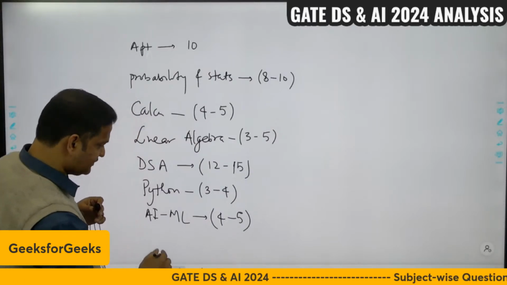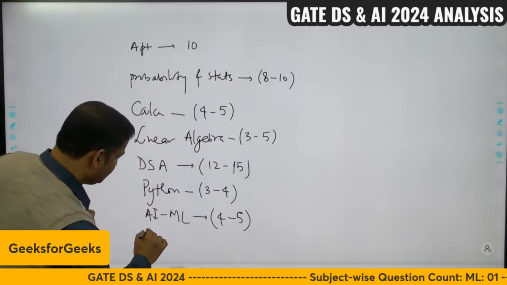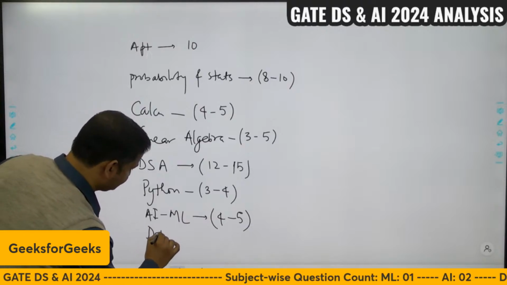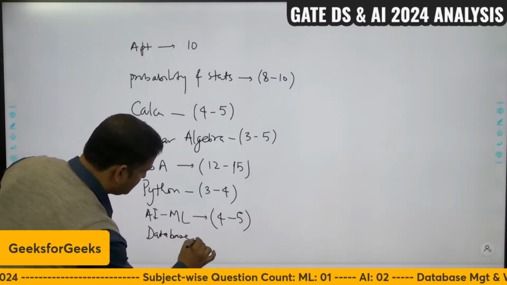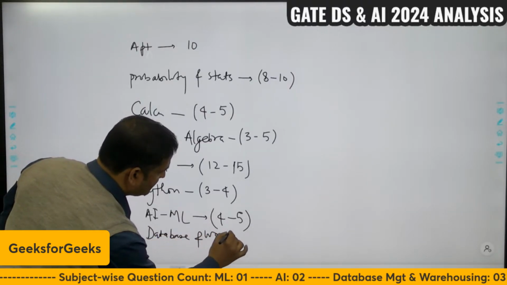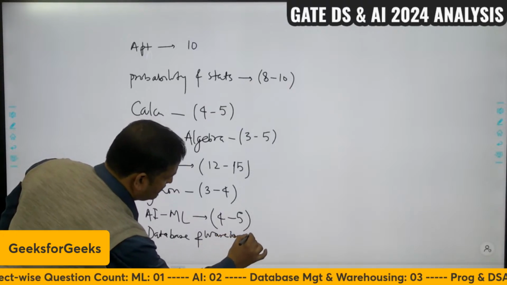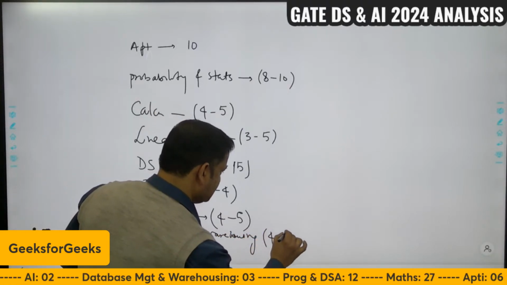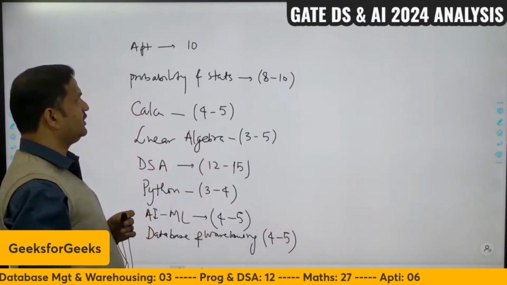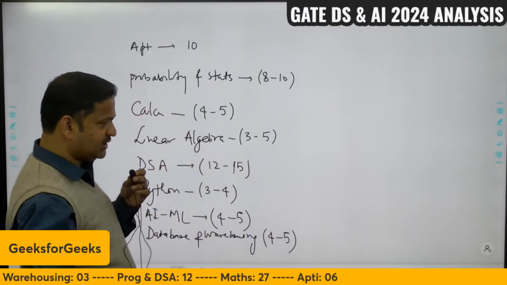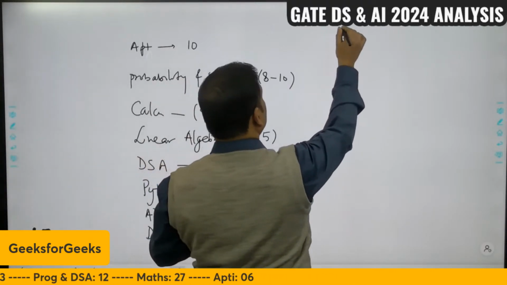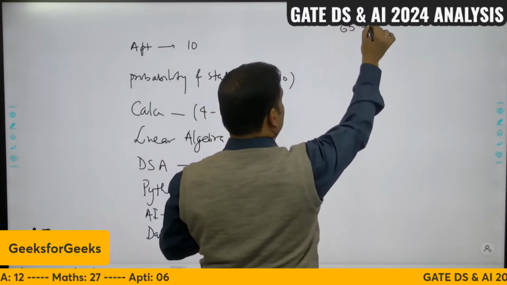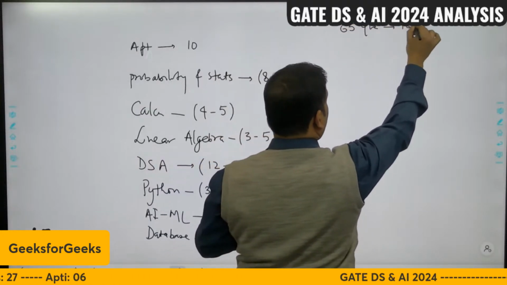The last topic was DBMS and data warehousing, having 4 to 5 questions. So this is the total scenario. That means we have a total of 65 questions for 100 marks.